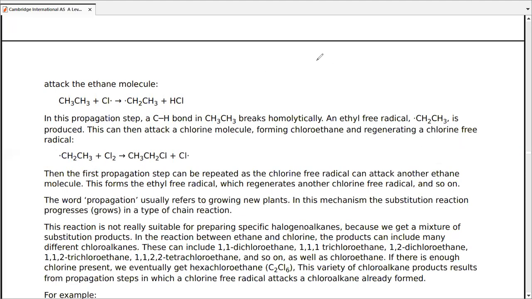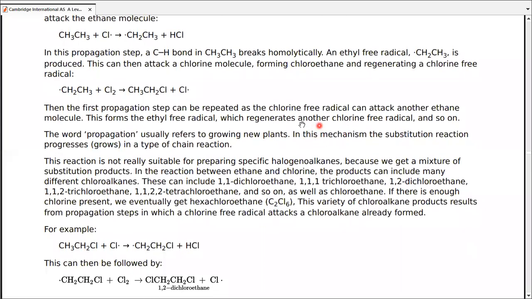Moving on, the propagation step can be repeated as the chlorine free radical can attack another ethane molecule, since you have the same thing by the end of the propagation reaction, which gives you an idea that the propagation reaction would always be a two-part step.